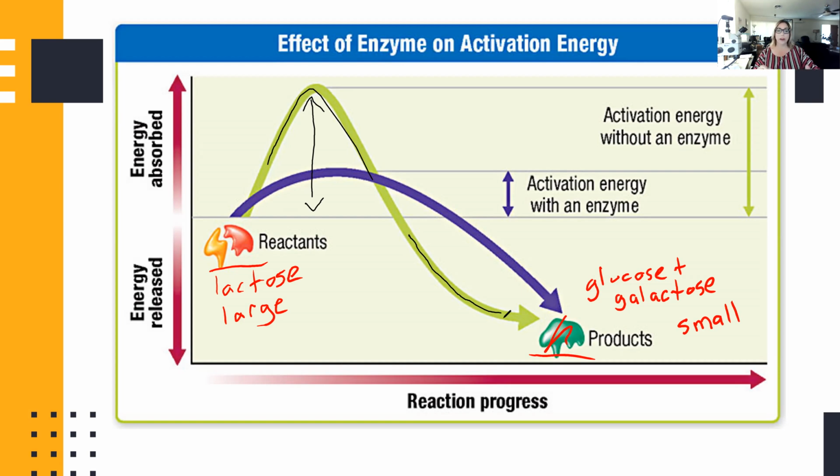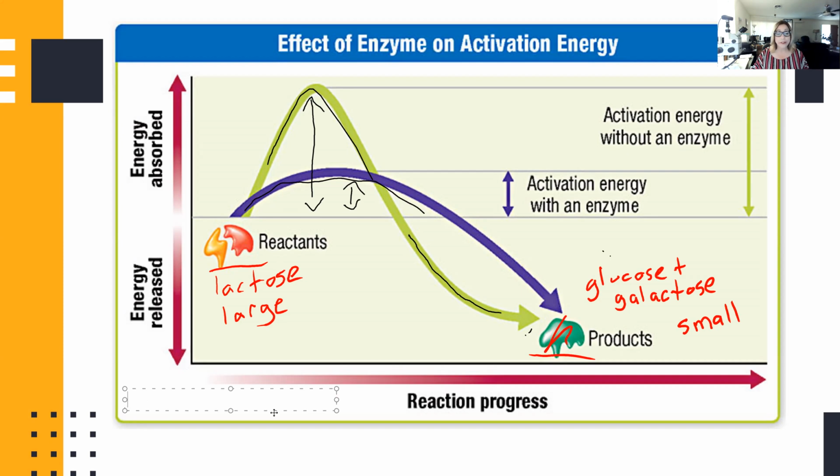This is where an enzyme comes in. This purple line right here is the activation energy once an enzyme is involved. Notice that there's less energy required. So the enzyme is lowering that energy that is needed to get that reaction started, to start breaking those bonds. So how does it do that? Well, there's many ways, but I'm just going to give you one example to kind of help you visualize this process.